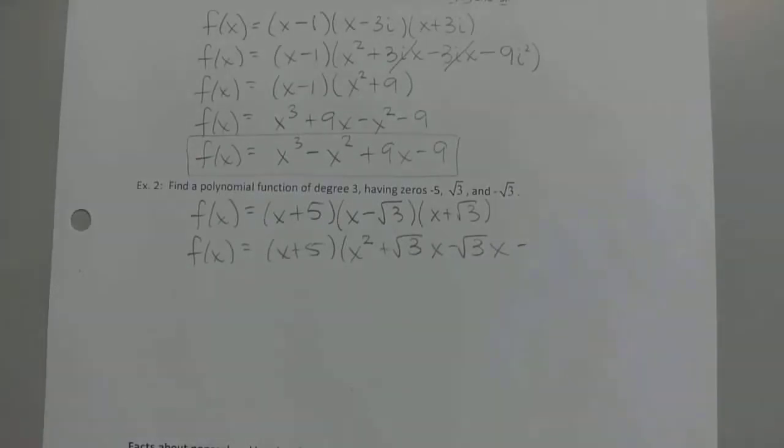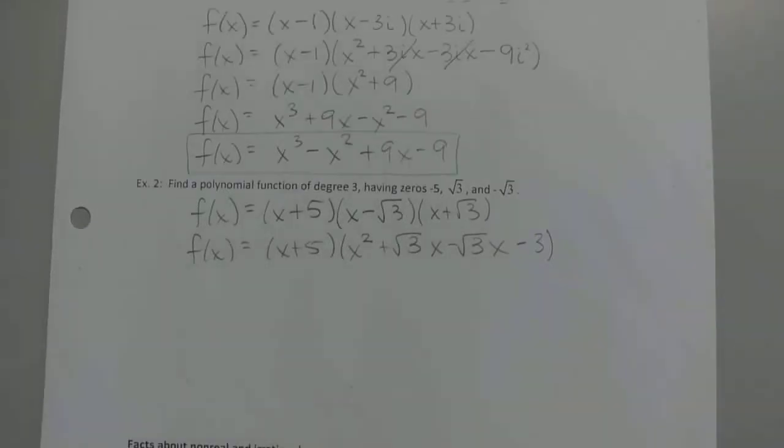And then a negative times a positive is a negative. And then what's root 3 times root 3 going to be? 3. It's just 3, right? Remember when you square a square root, they undo each other, right? So root 3 times root 3 is the same thing as root 3 squared. So the square and square root undo each other, and you just get 3 there.